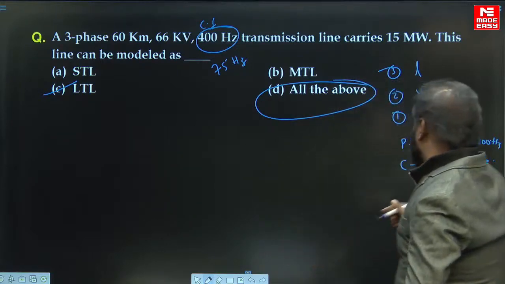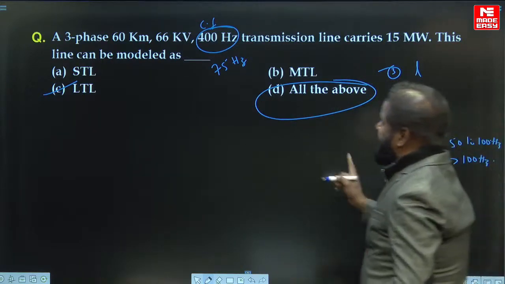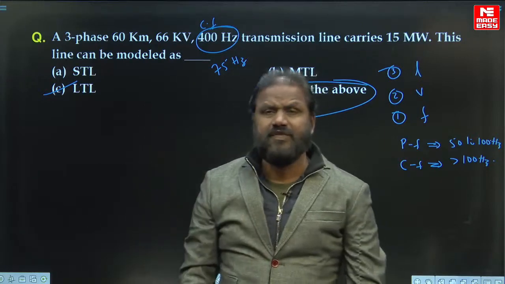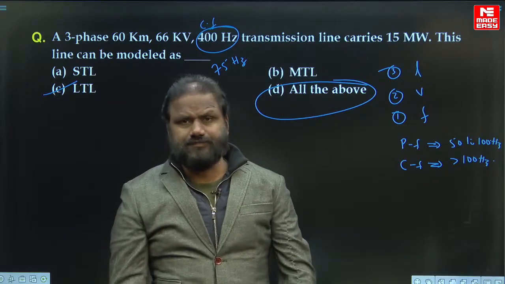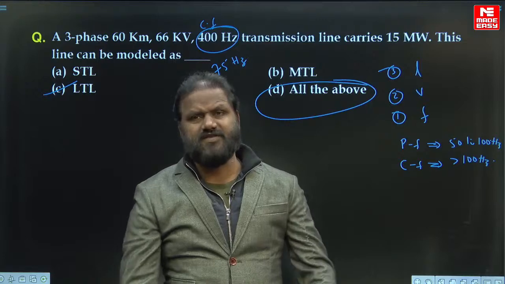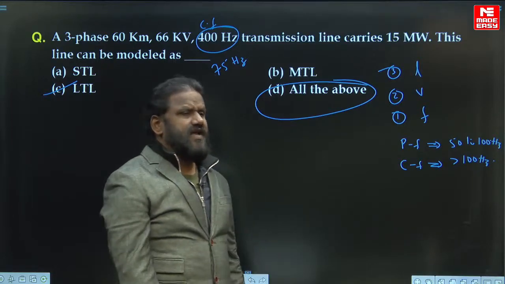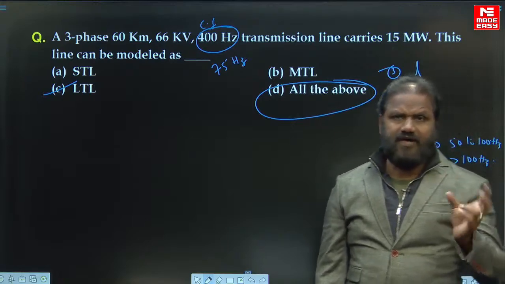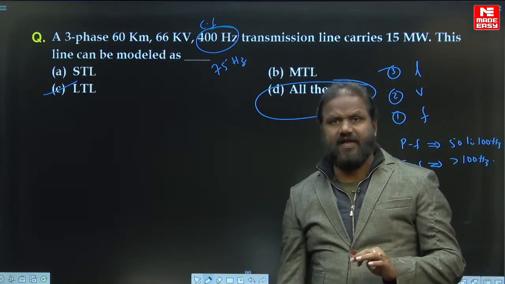Now I will go for the second priority, the voltage. According to the second priority of the voltage, this range of voltage, 20 kV to 100 kV, is in the medium range. So this line can be taken as the medium transmission line. We have made the classification in that direction itself.